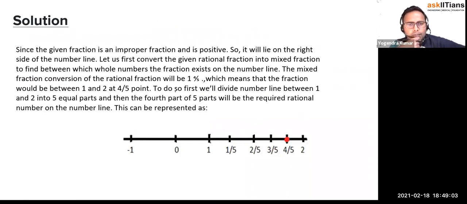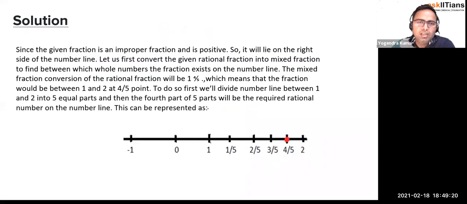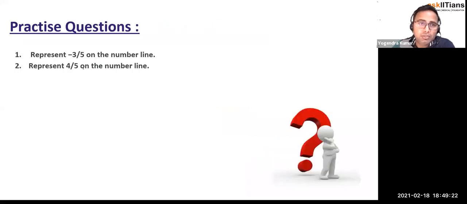I hope you got it, right? You can see it like this also. 1 plus 4 by 5, right? 9 by 5 is nothing but 1 plus 4 by 5. 1 is this much, and then furthermore I got, right? This is how it is. So this is how you need to see the location. I hope you have understood it. Minus 3 by 5 I showed you already.